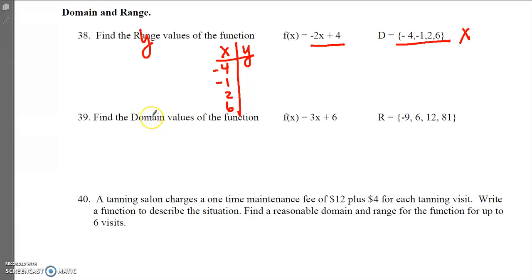It says find the domain values of the functions. The domain is the x values, and that means these are my y values, but I can do the same thing, can't I? Can I put this into my calculator under graph, look at my data table, and I'm looking for these over on this side. Okay, and let's see what we can do. And then we might come back and do number 40. So let's go to the calculator.